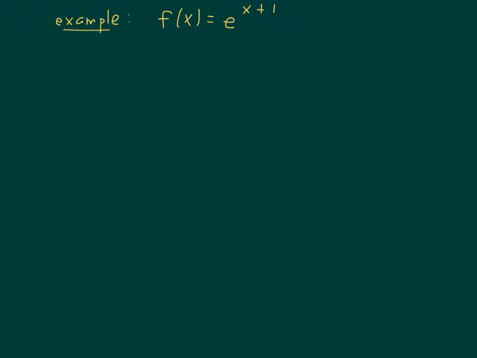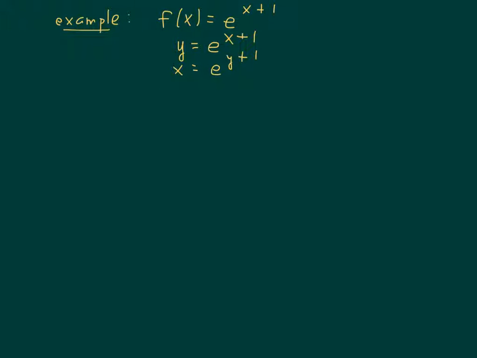Alright, so suppose we have f of x equals e raised to the x plus 1, and we're looking to find the equation for the inverse. So we need to switch x and y. Well, first of all, recall that f of x is really y. So if we now switch x with y, we now need to solve for y. Well, y right now is up there where the power is.